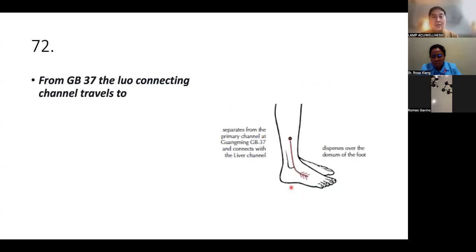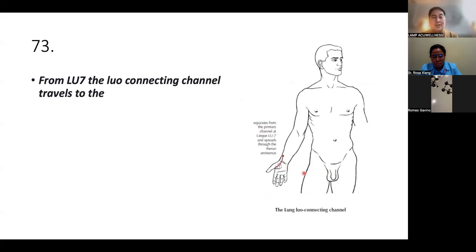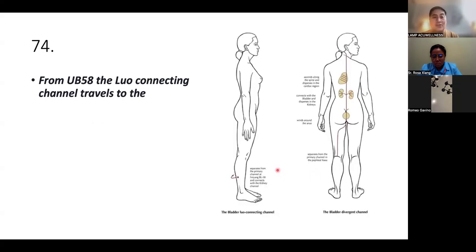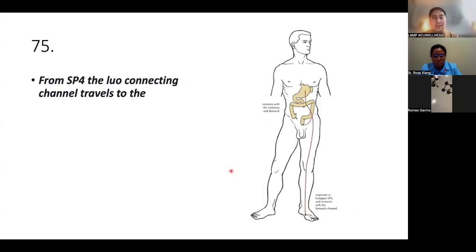From GB37, the luo connecting channel travels to the dorsum of the foot. Okay, here, dorsum. From lung 7, the luo connecting channel travels to the palm and thenar eminence. Okay, you can see it from the figure. From bladder 58, the luo connecting channel travels to the kidney channel, entering medially. From spleen 4, the luo connecting channel travels to the abdomen, stomach, and intestines. Great.